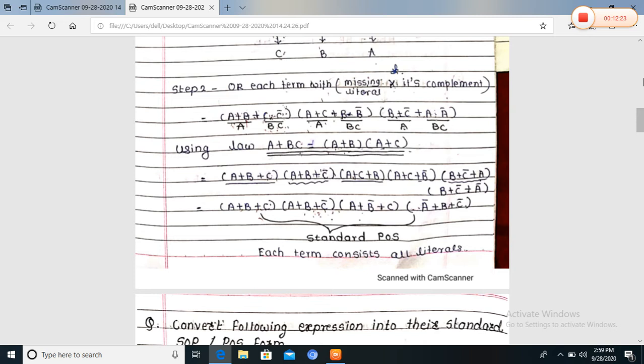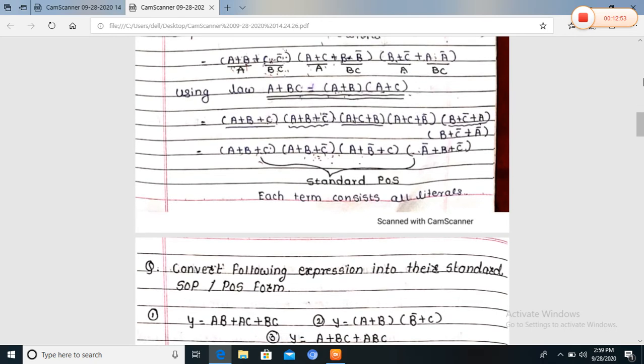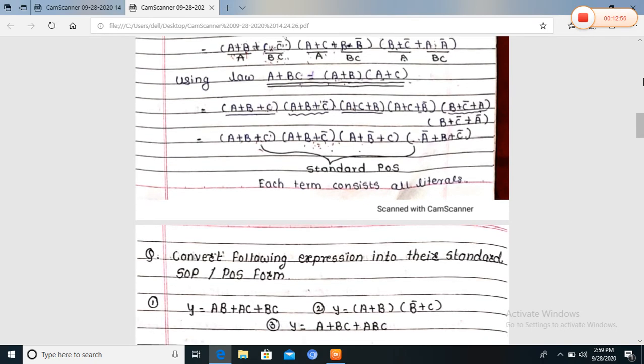In that final expression, this expression is a standard POS, because in every term all literals are present in the complemented and uncomplemented form. In this first bracket 3 literals are present, in this bracket 3 literals are present, and in this next term 3 literals are present. So all literals are present in each term. So that expression is a standard POS. Each term consists of all literals. So this is the conversion from POS to standard POS.